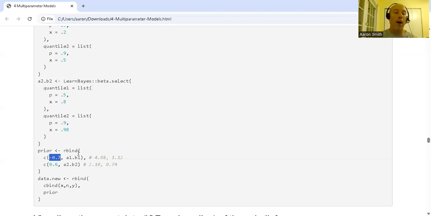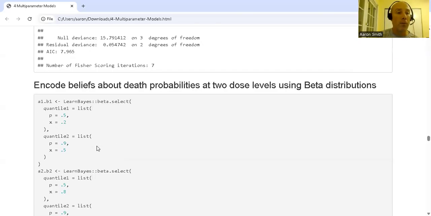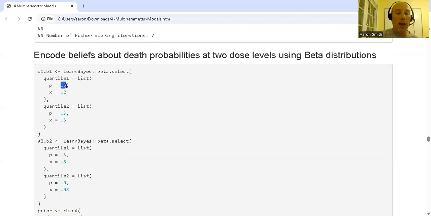So I'm talking to them, and I'm able to get them to say, all right, I feel comfortable making a declaration about negative 0.7 when that's the dose and when the dose is positive 0.6. All right, now when we're talking about negative 0.7, they say, you know what? I feel like the median of the distribution should be around 0.2. Okay, so the median of the beta distribution should be around 0.2, and the 90th percentile should be around 0.5.